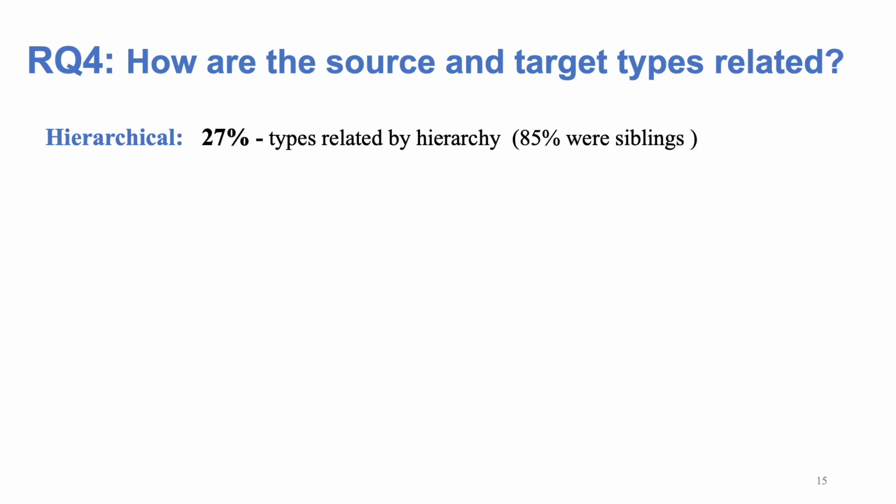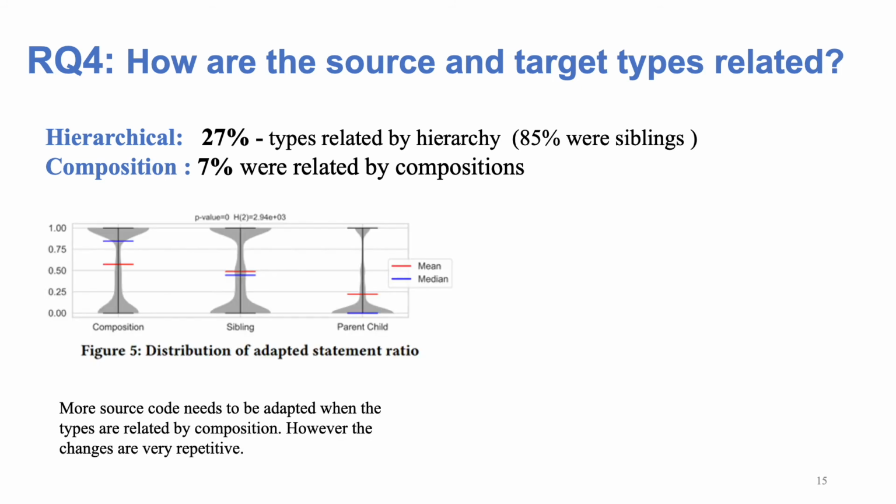We found that 27% of the type changes are related by hierarchy, of which 85% of them were siblings, and 7% are by composition. We then tried to understand the impact of this relationship on the references adapted. Violin plot here shows the adaptation ratio. It is the number of statements that were adapted to the total number of candidate statements. We found that more source code needs to be adapted when the types are related by composition. However, we also saw that these changes are very repetitive, like adding a getter.